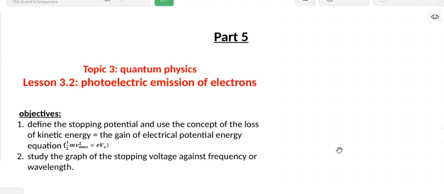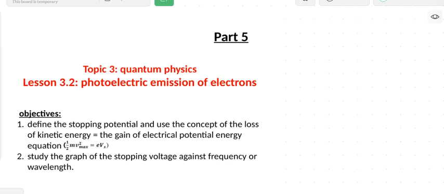We continue part number 4 of lesson 3.2, photoelectric emission of electrons. In this part, we will cover the following objectives as shown in front of you. Let me read them together. To define the stopping potential and use the concept of loss of kinetic energy equals the gain of electric potential energy using the equation half mv squared equals eV stopping, and we will explain the details of this. Then we will study the graph of stopping potential versus the frequency or the wavelength.